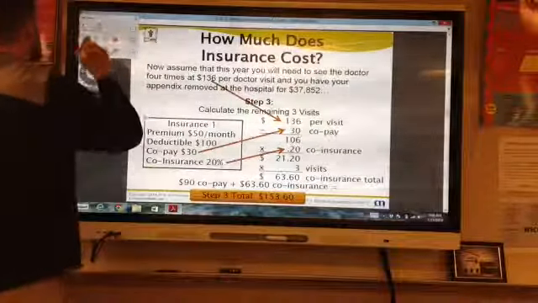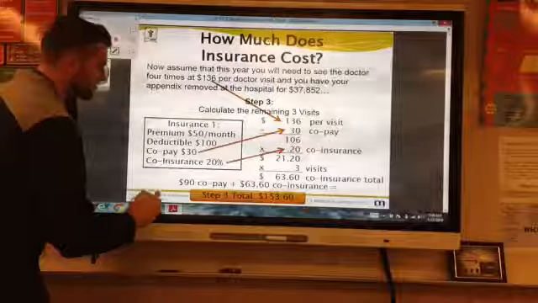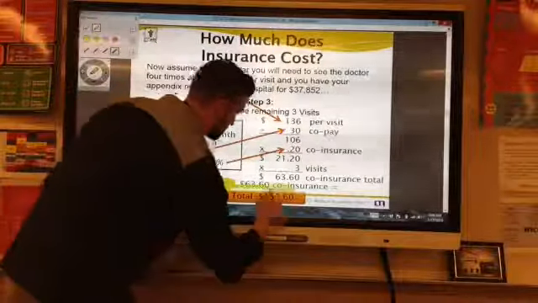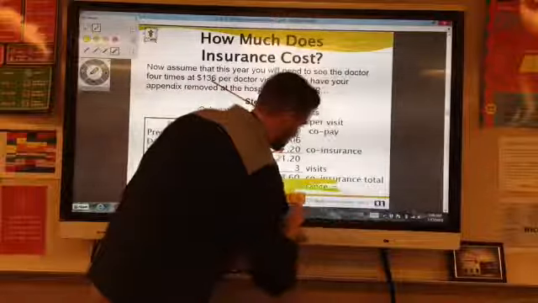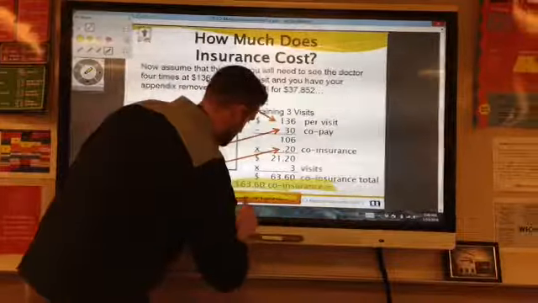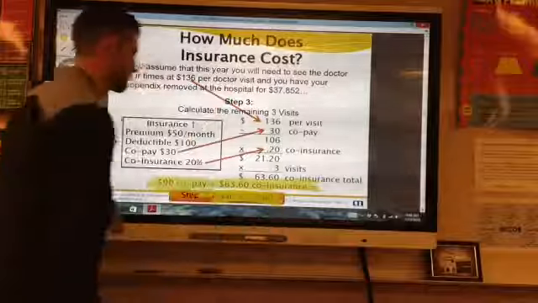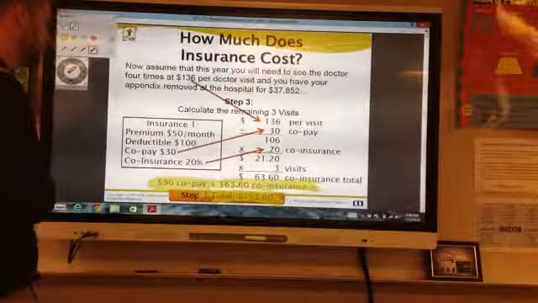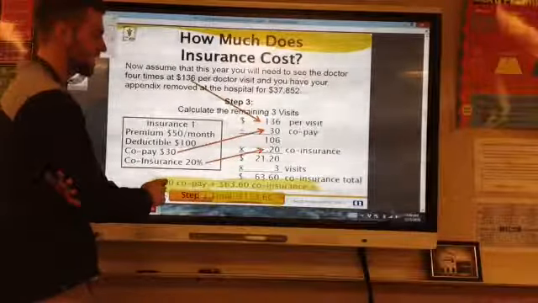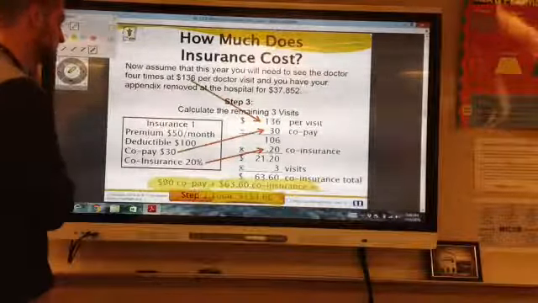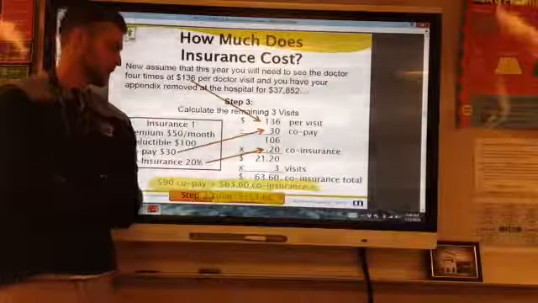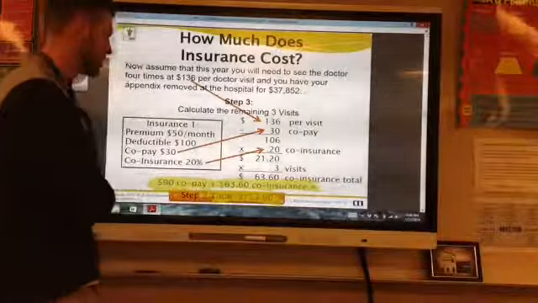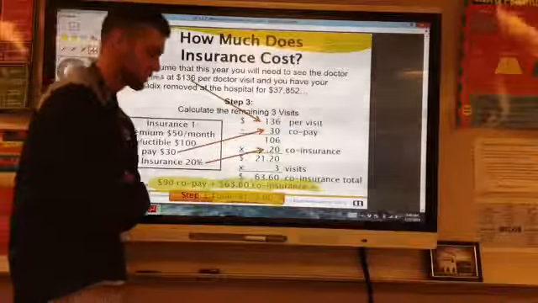So what you need to write down in your notes now is this equation. Alright, you should have all that down now. Okay, the $90 in copay, because you're paying that each time. And $63.60 is the coinsurance. Alright, for a total of $153.60.